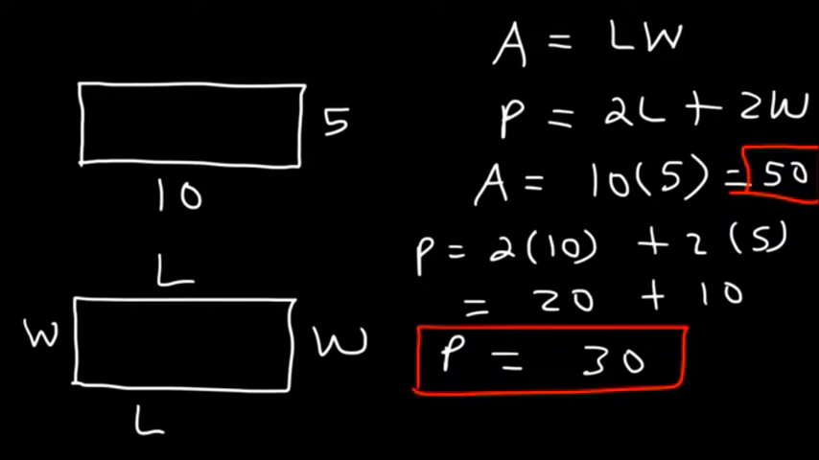So the length is 8. We don't know the width, but we could find the width by using this equation. So 40 is equal to 8 times W. So W is 40 divided by 8. So it's 5 units long. And then once you have the width, you can now find a perimeter.